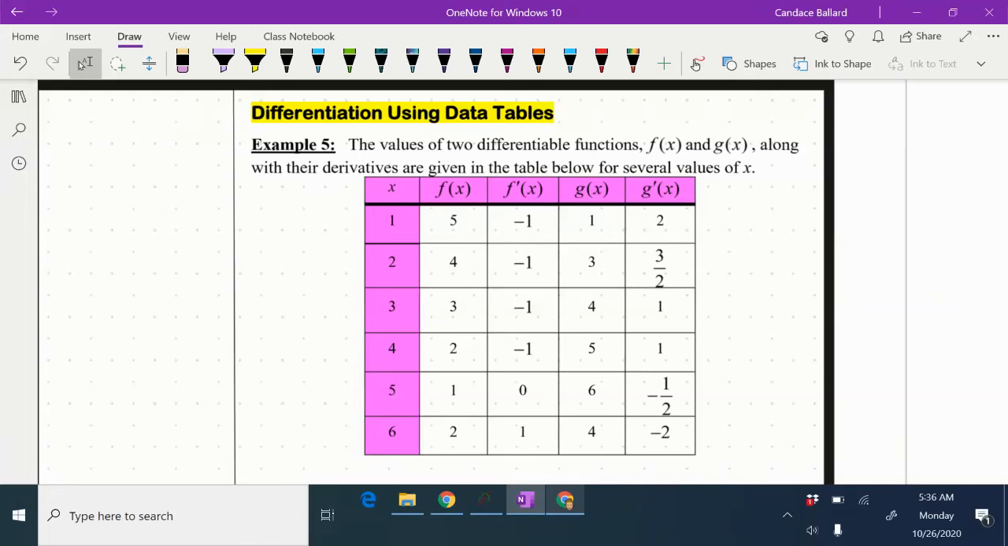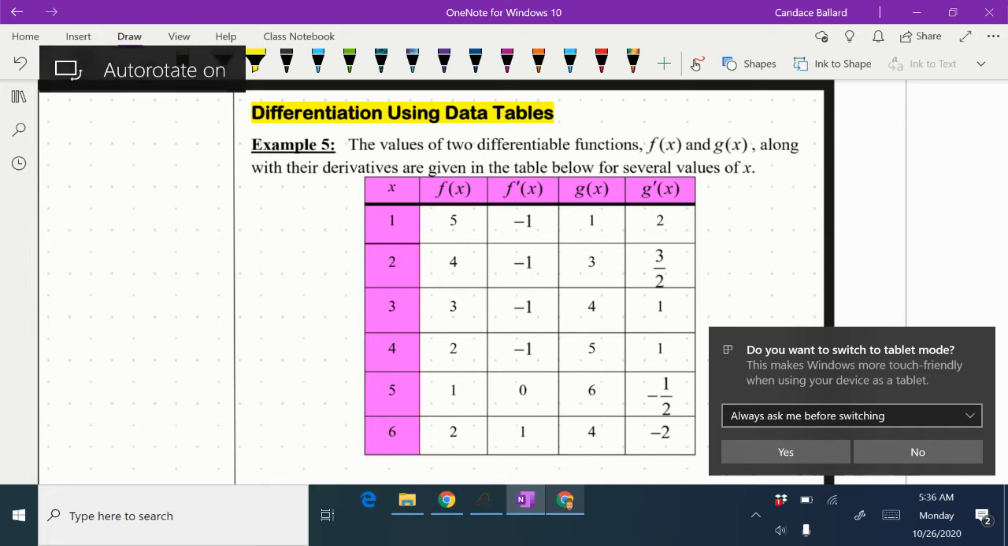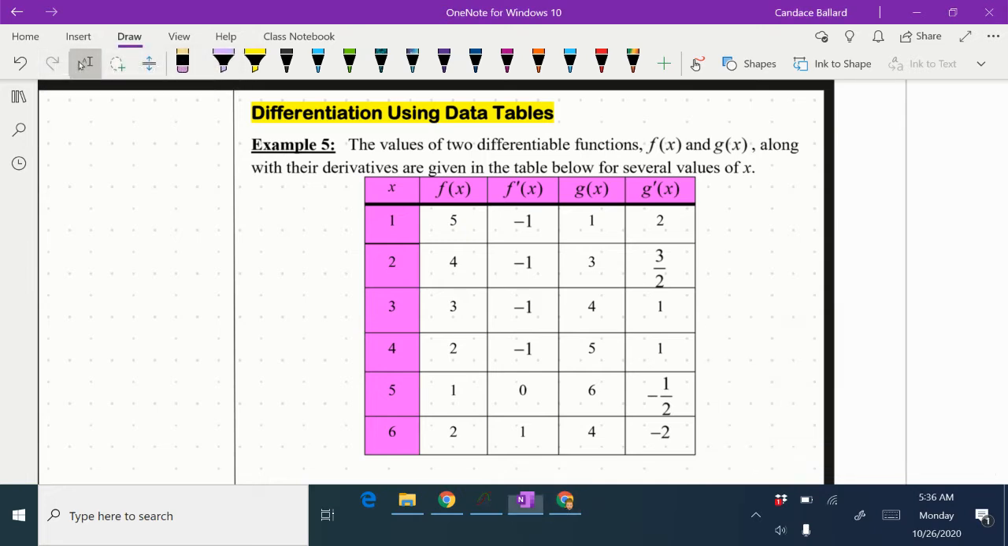We're continuing topic 2.9, quotient rule, in this video. We're going to look through example 5. So example 5: the values of two differentiable functions f of x and g of x, along with their derivatives, are given in the table below for several values of x. So they gave us this crazy big table. And again, the AP exam loves giving you the table.